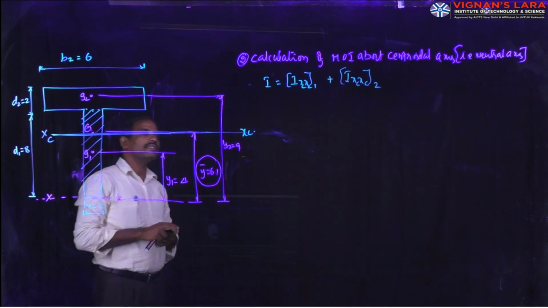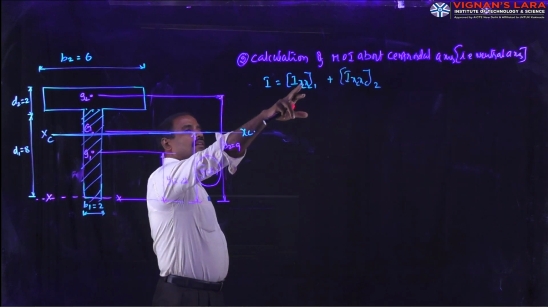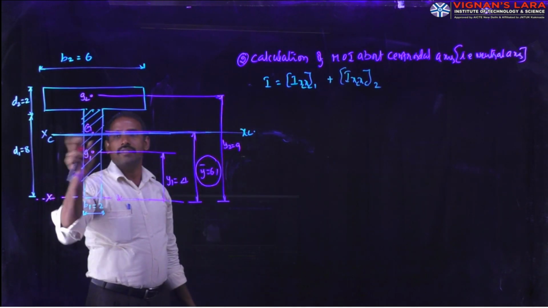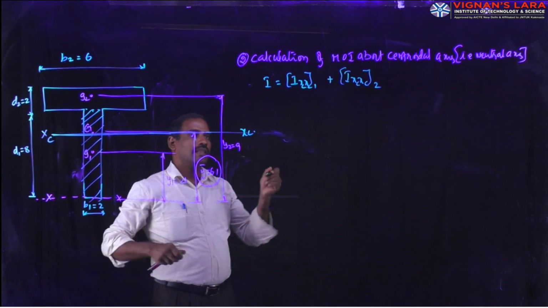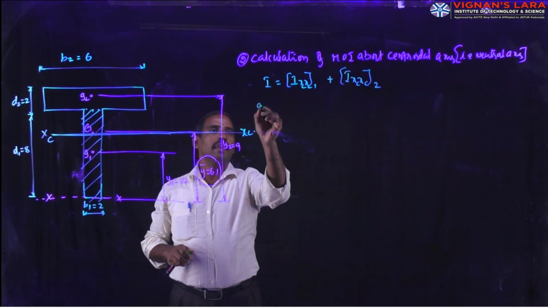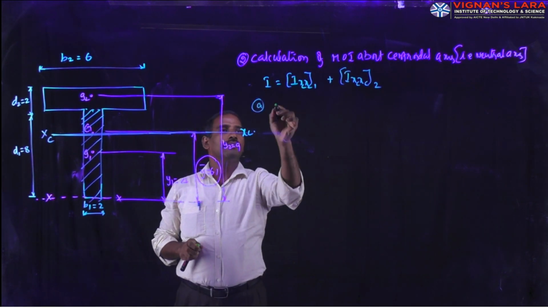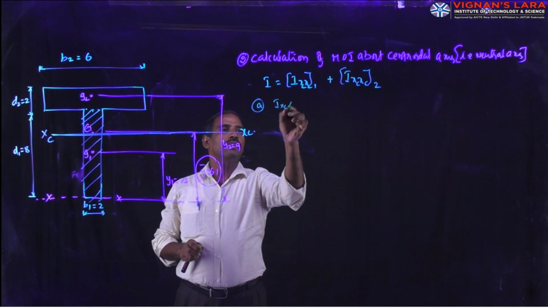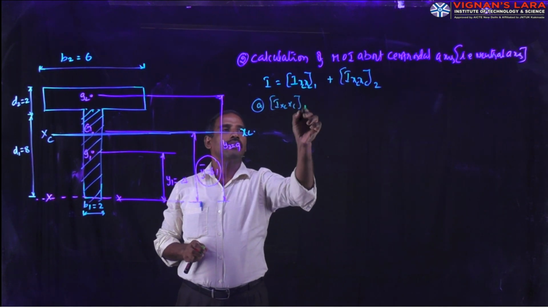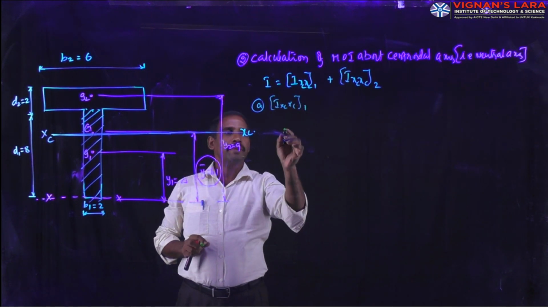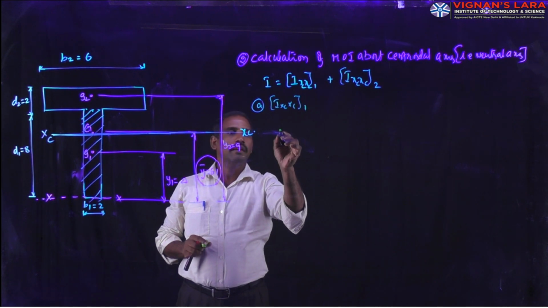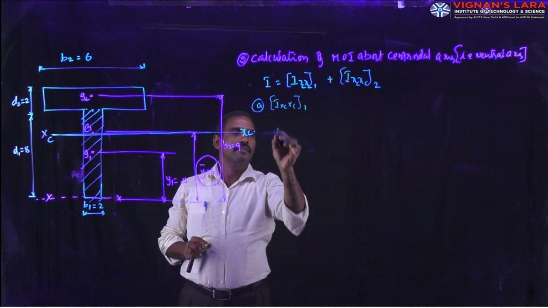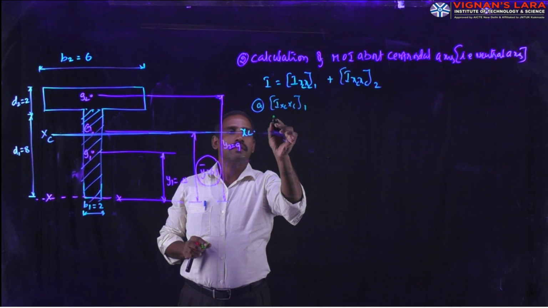So it means the moment of inertia of the first rectangle about this axis. For that calculation, IXC of 1, that geometry is represented, say this is the rectangle.